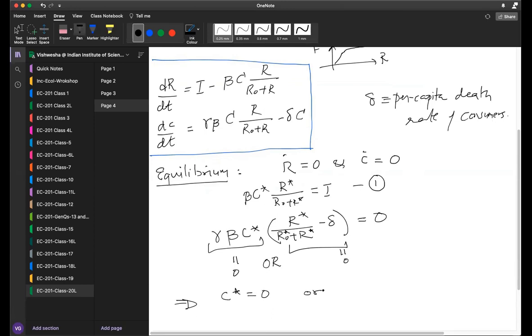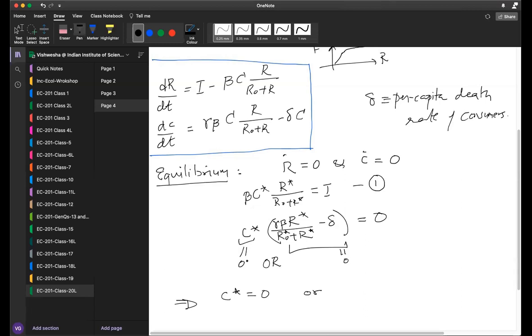Or the gamma beta should also come in the denominator, right? Where delta is divided by gamma. Oh, I'm so sorry, I messed up. I shouldn't be taking them out at all. This is gamma beta. Thank you.